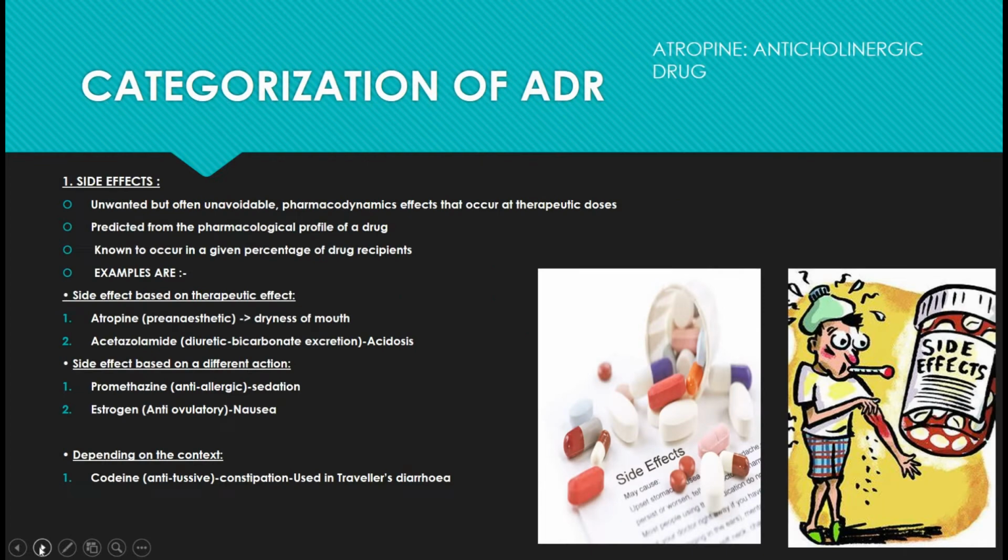So now coming to the categorization of adverse drug reaction. This categorization is done on the basis of various points, that is, how these adverse drug reactions are occurring, on the basis of what.